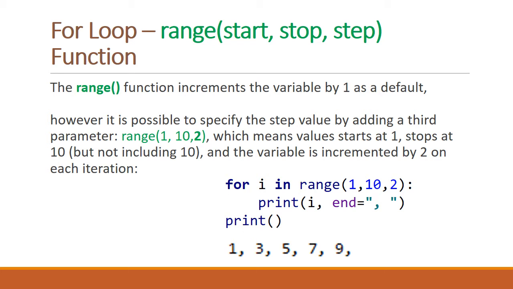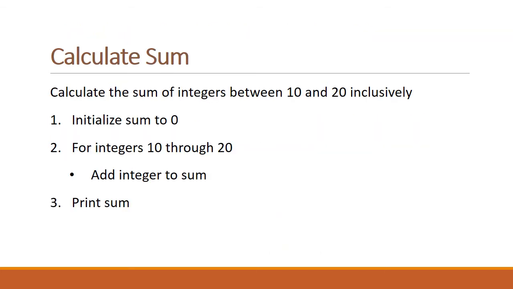Let's say we wanted to write a Python program that would calculate the sum of the integers between 10 and 20 inclusively. To do this, the first thing we would need to do is initialize the variable sum to 0. So we would assign 0 to sum. Then for each integer, 10 through 20, we would add that integer to sum. And then finally, we would print the sum to the screen for output to the user.